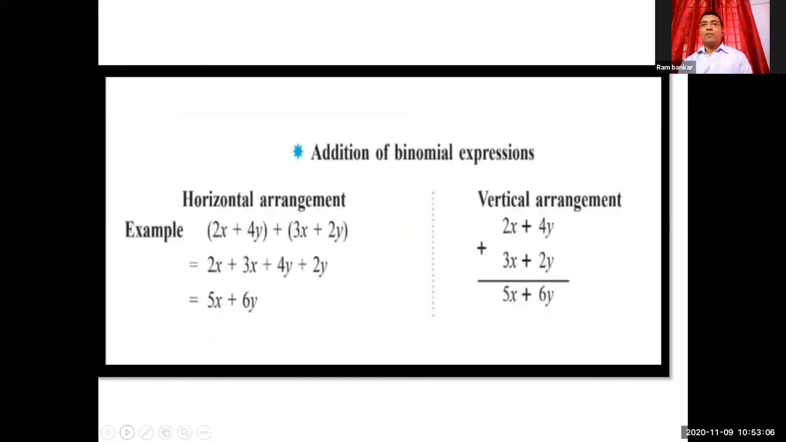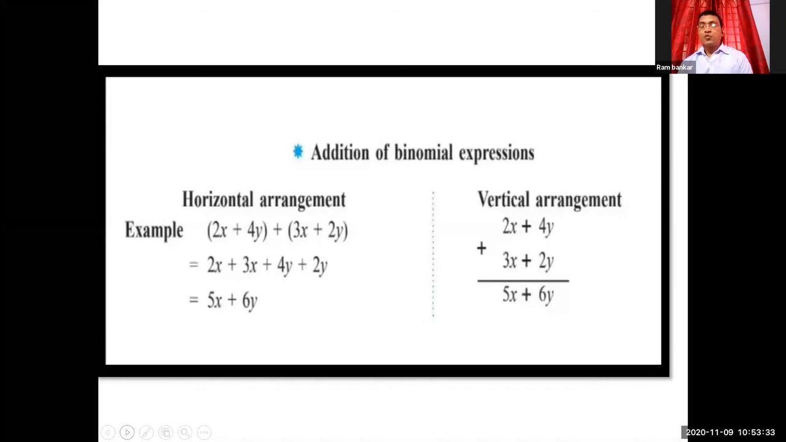Addition of binomial expressions. There are two ways to solve addition, horizontal arrangement and vertical arrangement. Look at the example given, 2x plus 4y plus 3x plus 2y. This is the question to solve. Do addition now.